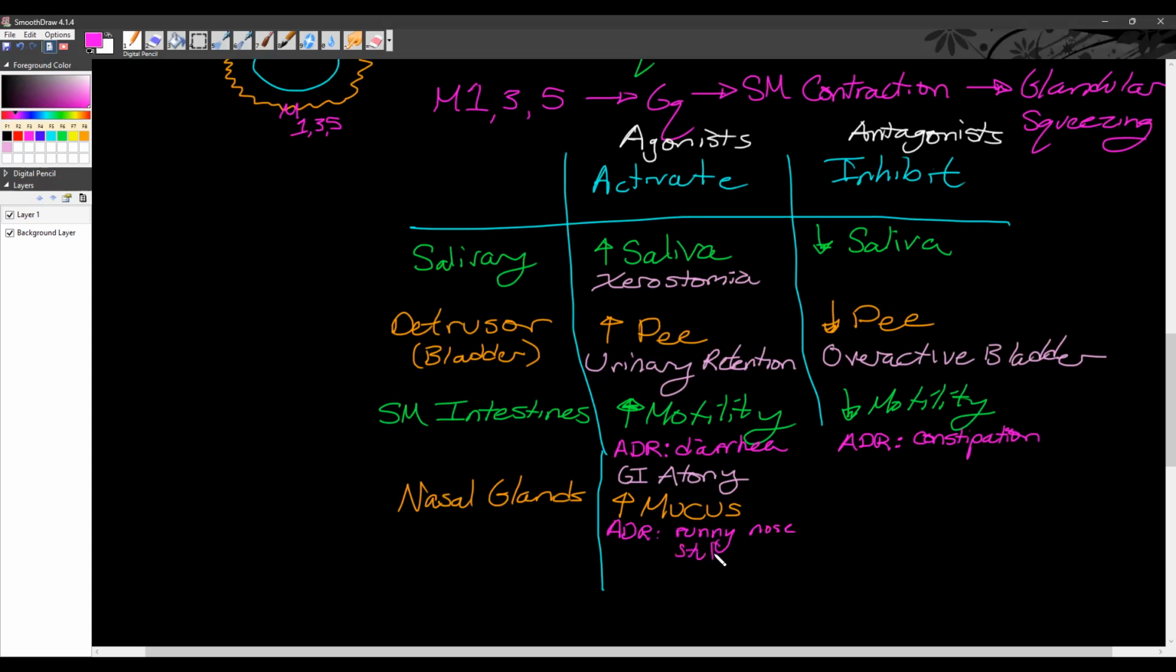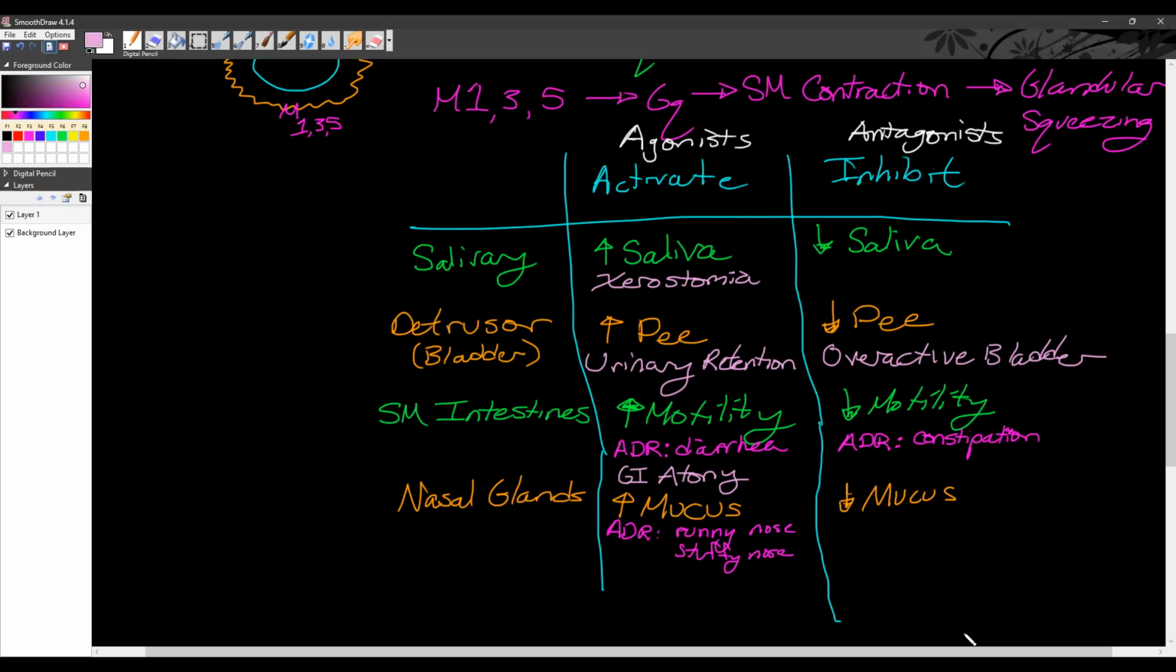maybe even a stuffy nose. And if you gave an antagonist, we would decrease the amount of mucus being squeezed out of the nasal glands. Which one do you think is more useful? The agonist or the antagonist? Antagonist, right?